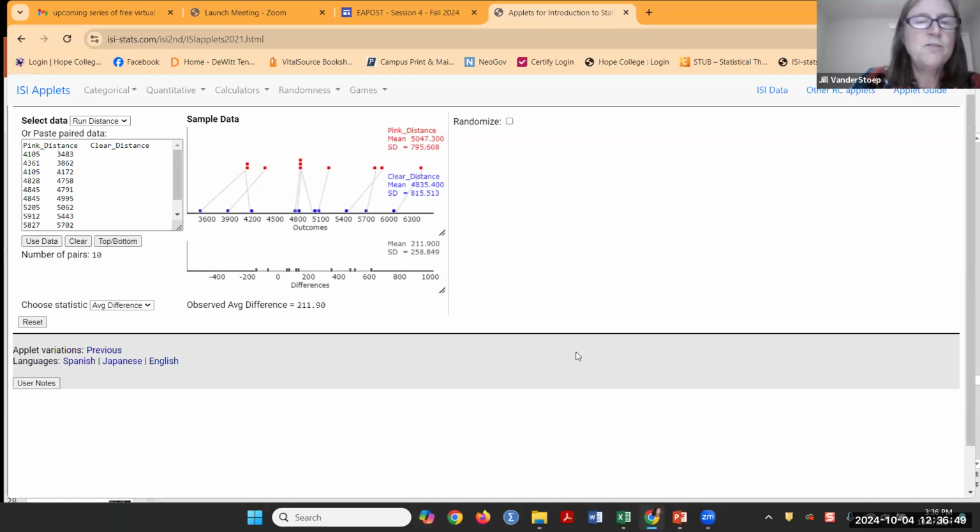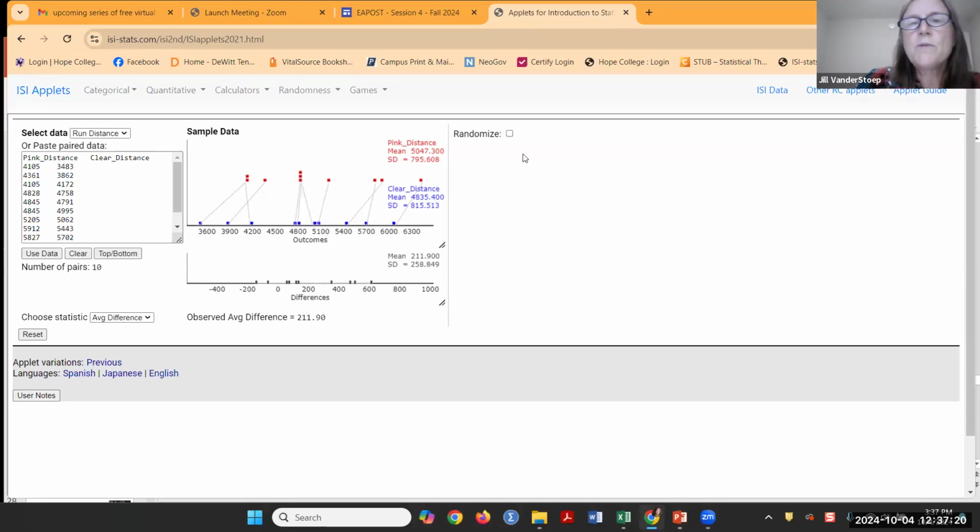Good. So you should see that screenshot that I showed you earlier with the repeated measures on the same runner connected with the line, and the red dot is their pink distance and the blue dot is their clear distance. And here's that same graph of the difference scores with the mean of the differences of 211.9 and that smaller variability, the standard deviation of 258 versus the roughly 800 up here.